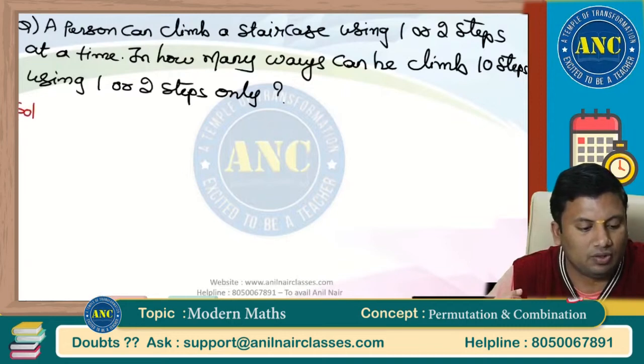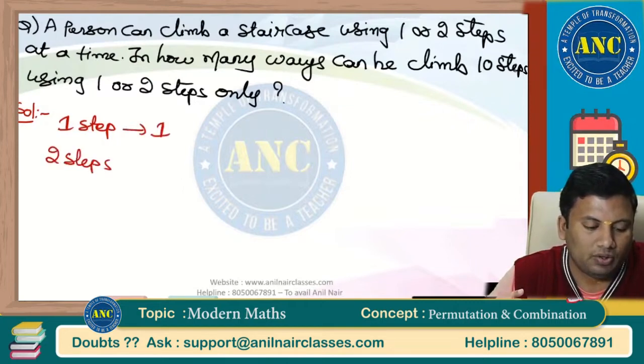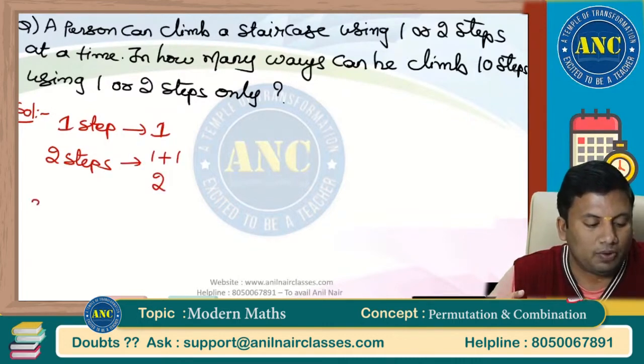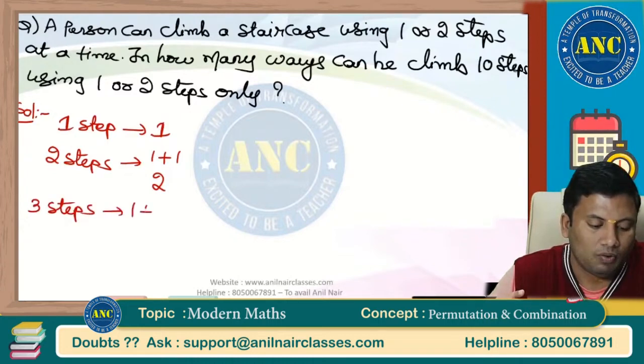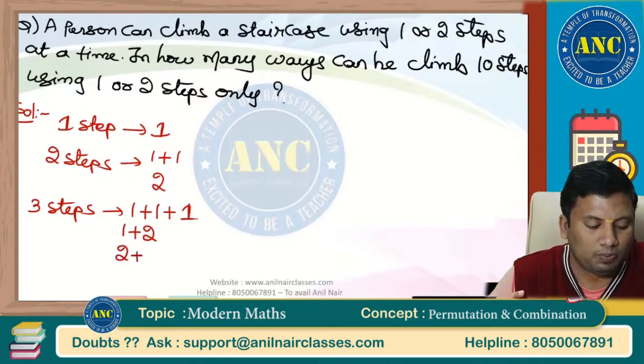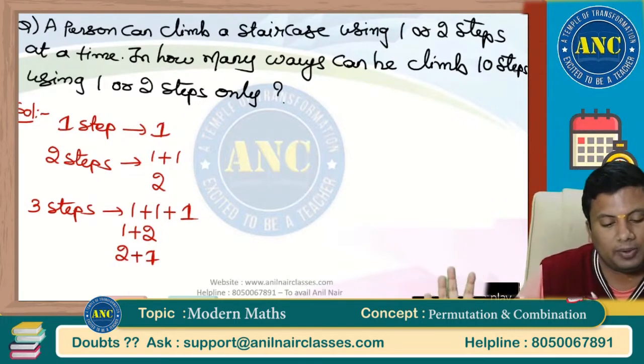Now see the solution. The first step can be done by using 1. 2 steps he can do by using either 1 step or 2 steps, so it can be 1 plus 1 or it can be 2. Suppose it is 3 steps. 3 steps can be done only by using 1 plus 1 plus 1, or 1 plus 2, or 2 plus 1. That's all. 3 cannot be used. He has only 1 step and 2 steps.